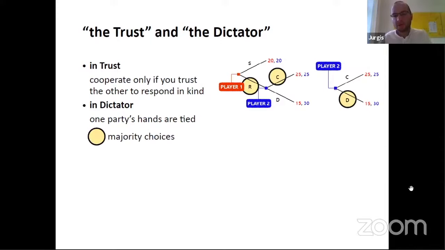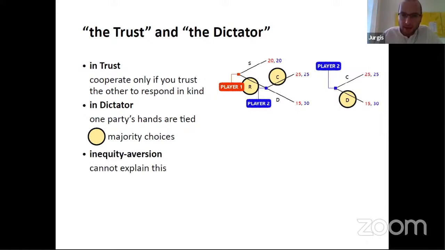Now, in experiments with these games, and these experiments have been conducted many times over in all kinds of variations of these games, so these are quite robust results, the majority of people choose to cooperate in the game Trust, both in the role of player one and the role of player two. But the majority in the game Dictator choose to defect. They choose to pocket a higher payoff for themselves. So inequity aversion cannot explain this.